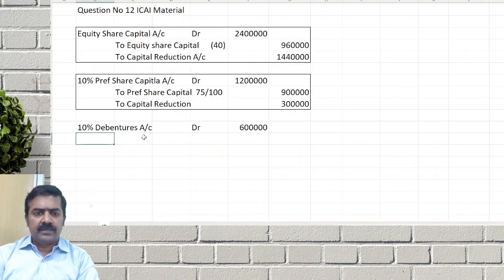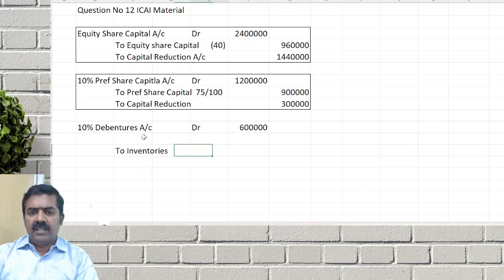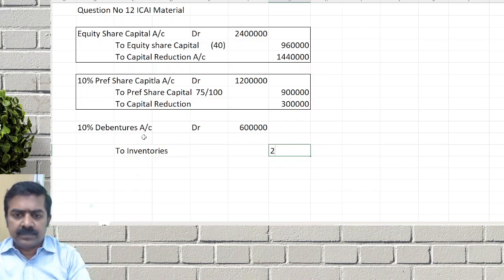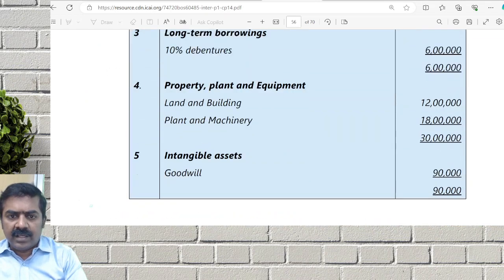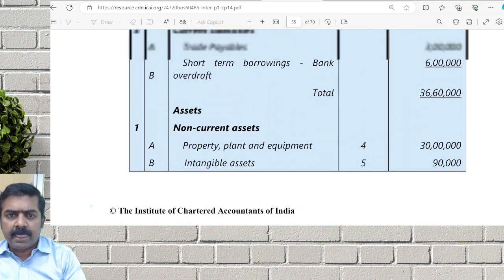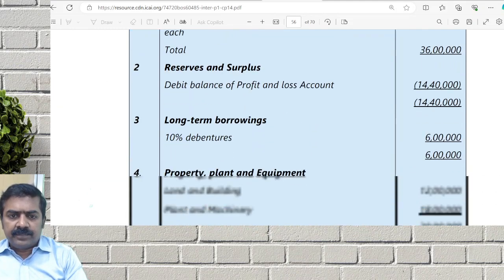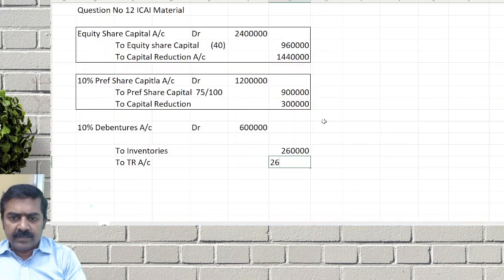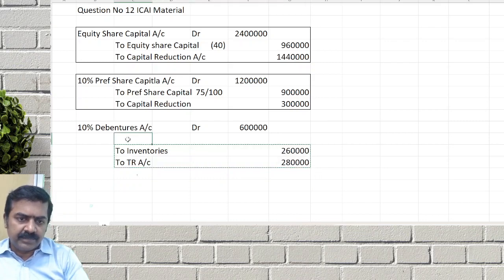They are taking over inventories. What is the balance sheet value? Then trade receivable 2 lakh. Inventories and trade receivables. What is the trade receivable given? 2,80,000. 2 lakh 80. The balance will go to which account? Capital reduction.